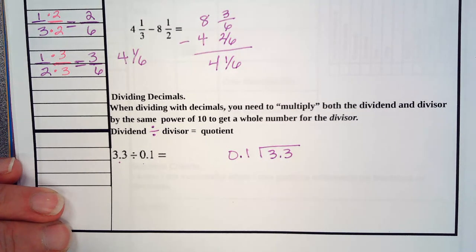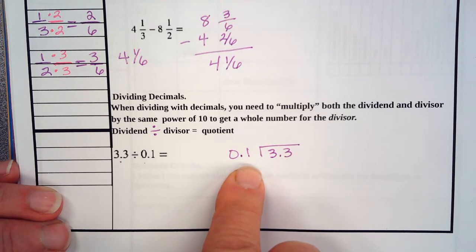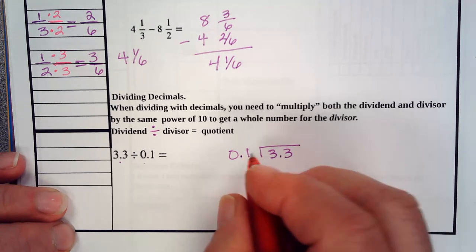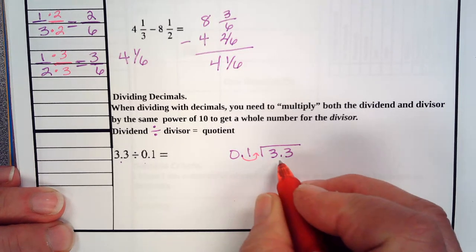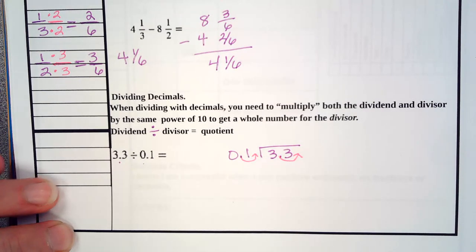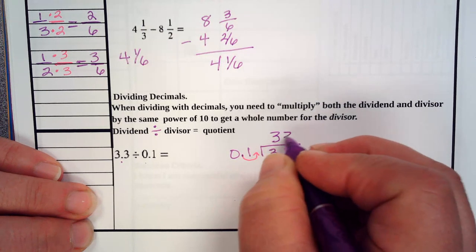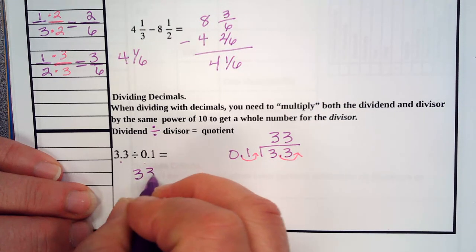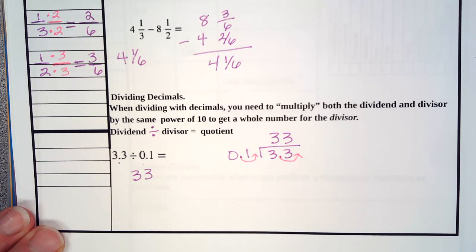I've got to multiply to get this into a whole number. What can I multiply 1/10 by to get a whole number? Well, that would be by 10. When I multiply by 10, I simply move that decimal over 1. Multiply by 10 here, I simply move that decimal over 1. Now, 33 divided by 1 gives me 33. So this answer is 33. Any questions?